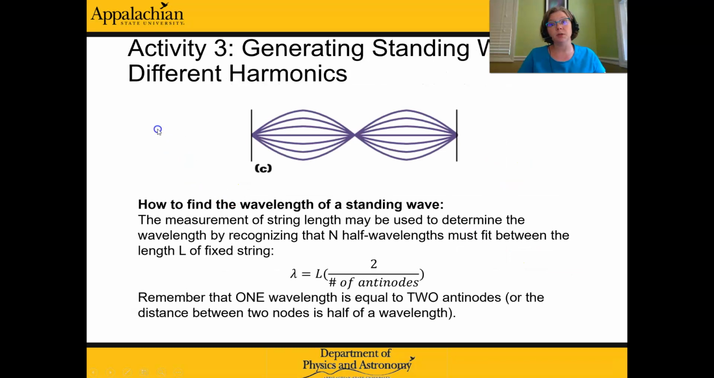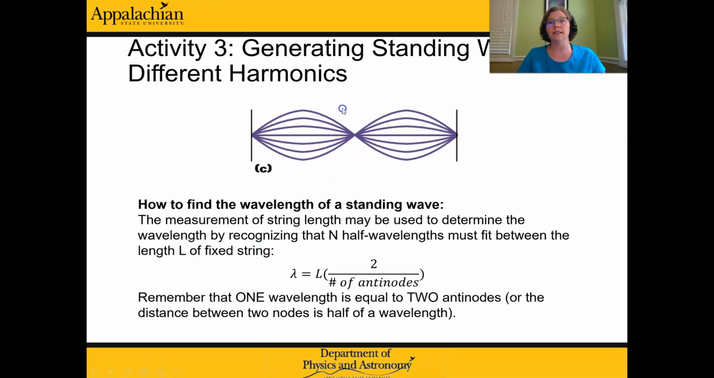In the third activity, we're going to generate standing waves of different harmonics. So recall that harmonic is really the designator of how many antinodes you have in a particular standing wave. This particular standing wave has 2 antinodes, so we call it a second harmonic. The measurement of the string can be used to determine the wavelength by recognizing that n half wavelengths must fit between the length of a fixed string.